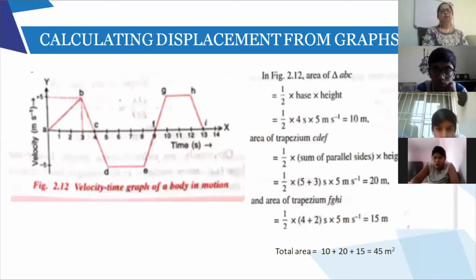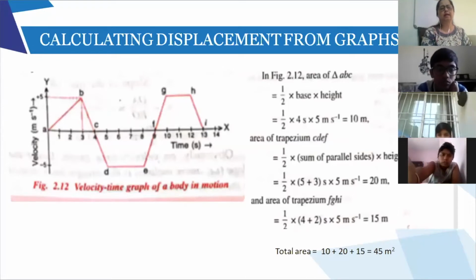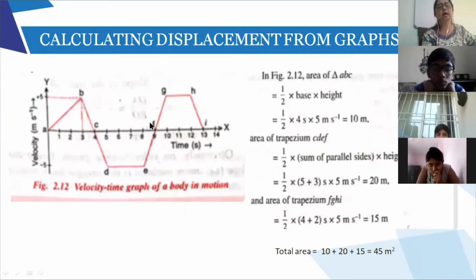Now the first one is a velocity time graph of a body in motion. In this graph, you can see that this body has started and the velocity has increased, then decreased, then it has become negative and so on. Now what you have to find is the displacement, means how much distance was covered by the body. So we'll find the area.